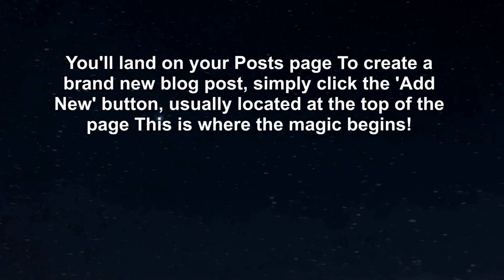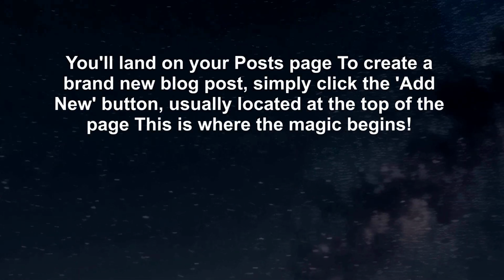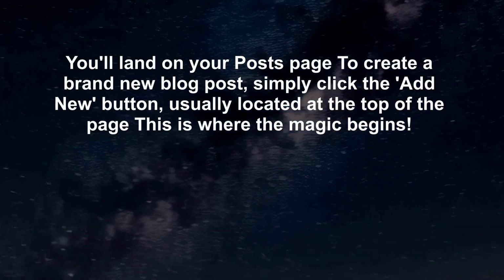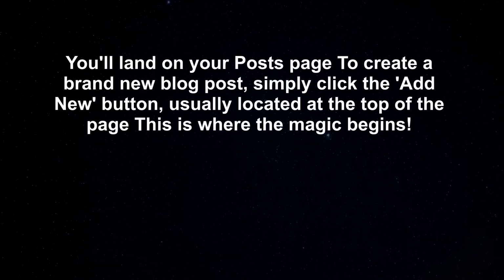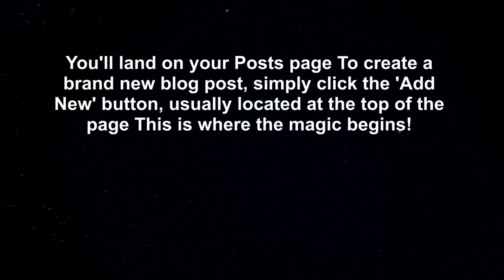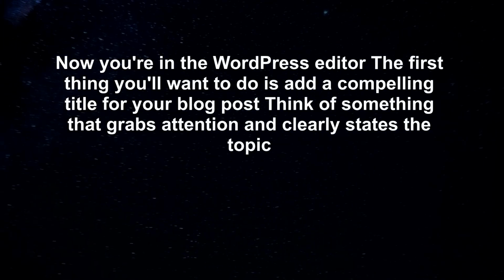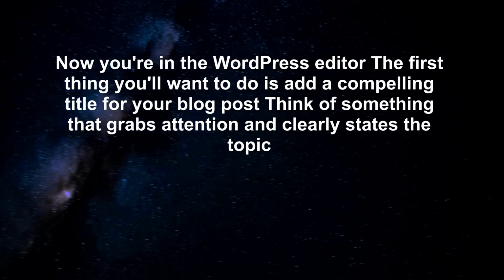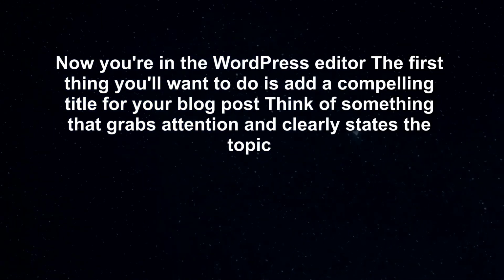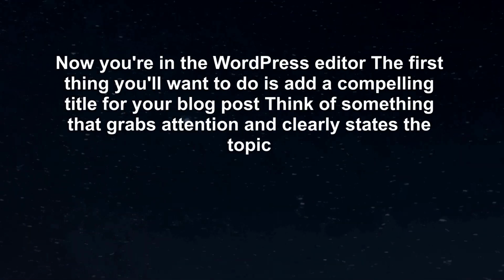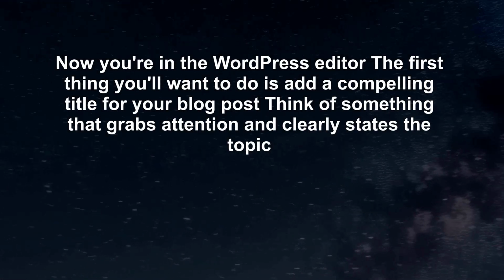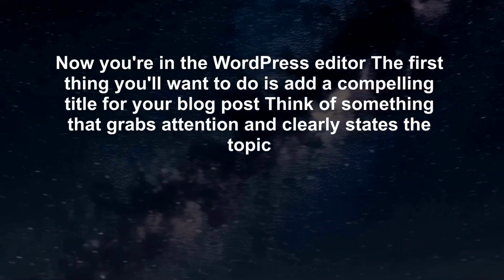You'll land on your Posts page. To create a brand new blog post, simply click the Add New button, usually located at the top of the page. This is where the magic begins. Now you're in the WordPress editor. The first thing you'll want to do is add a compelling title for your blog post. Think of something that grabs attention and clearly states the topic.